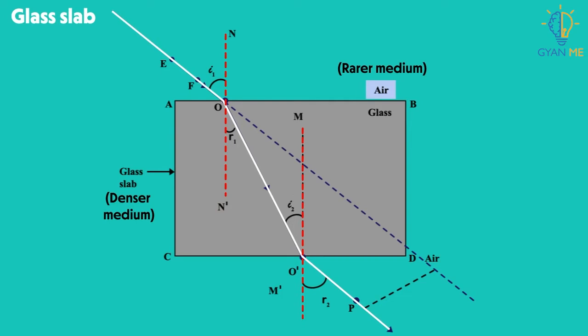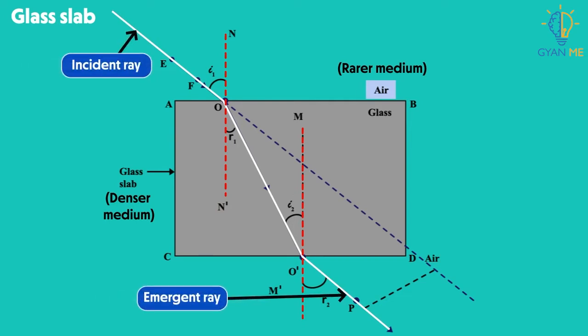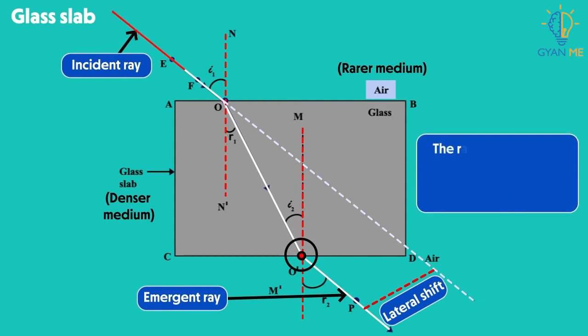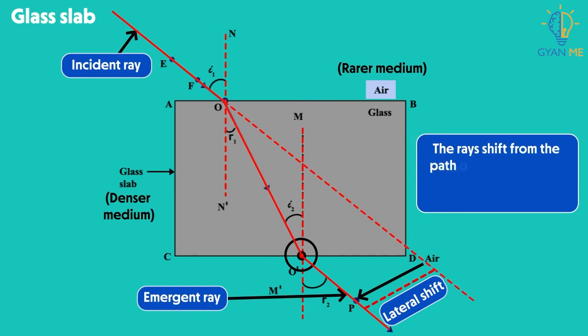So what happens is the direction of the incident ray and emergent ray are the same. However, they are parallel because the light ray shifts from its path. Thus, in the refraction through the slab, the incident ray and emergent ray are parallel to each other, and the distance between them is known as lateral shift. So the rays shift from their path equal to the lateral shift.